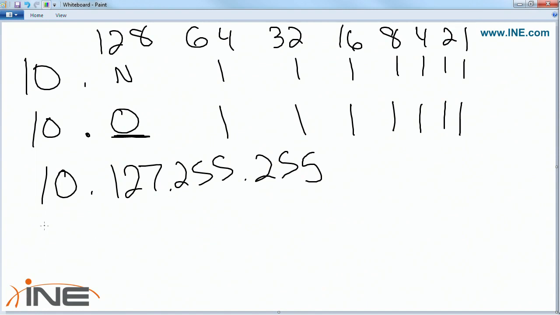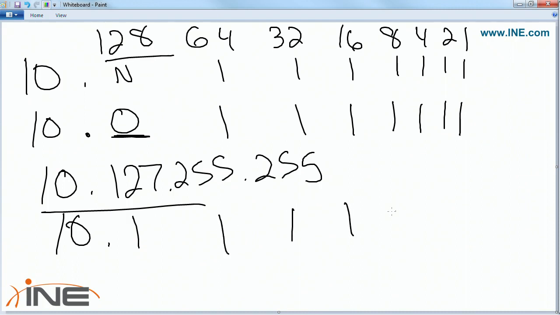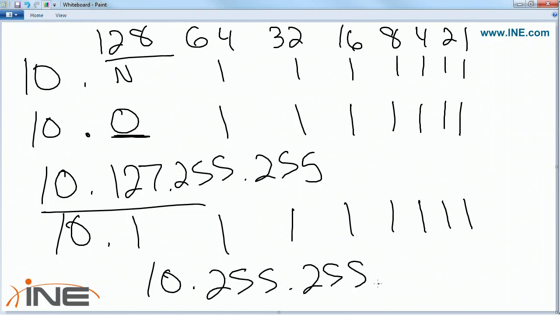Then likewise for the other network that was set to 10.1, with 1 being the first bit place, the subnet broadcast would have all 1s, which means that it's 10.255.255.255.